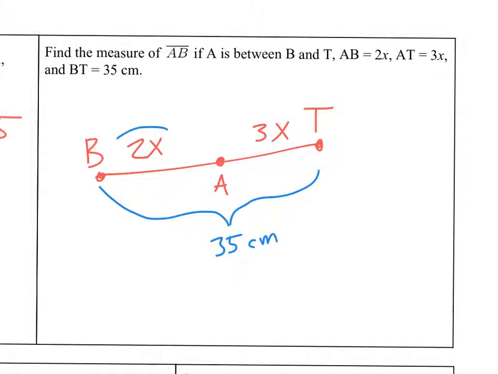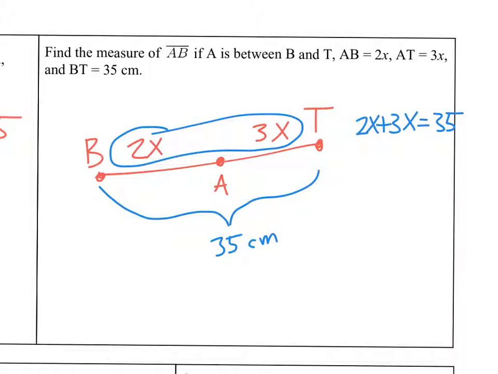Same thing, I can see that these two pieces together make up this whole segment. So you might say to yourself, oh man, I know that this works if I have 5 pieces in total. Each one has to be 7. But again, we're going to make our equation. So we got 2x plus 3x is equal to 35. That means 5x is equal to 35. If we divide both sides by 5, we get x is equal to 7.